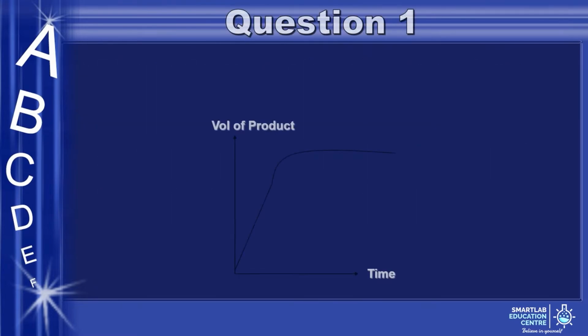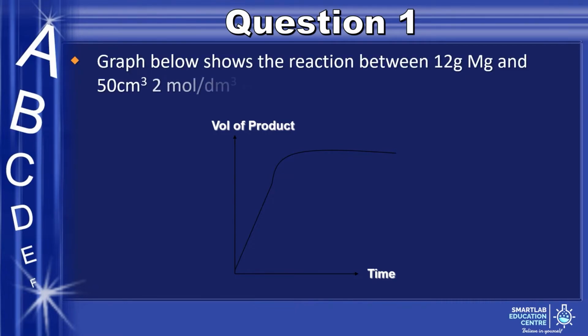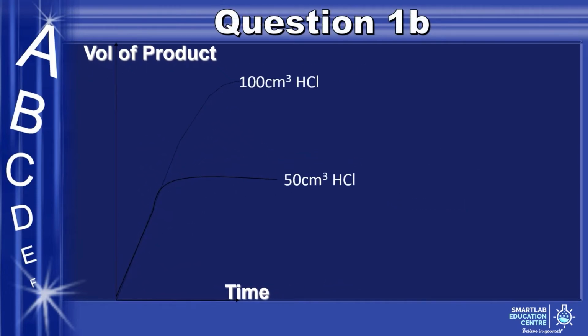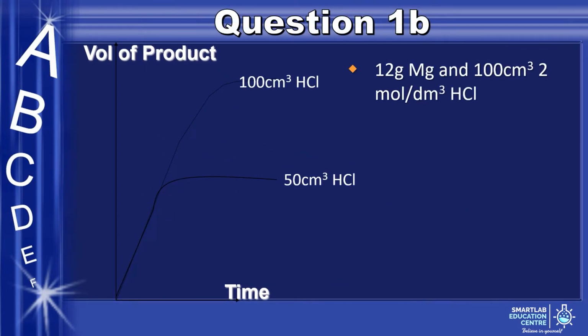Let's now look at this question. The graph below shows the reaction between 12 grams of magnesium and 50 cm³ of 2 moles per dm³ hydrogen chloride. When the concentration of hydrogen chloride decreases from 2 to 1 mole per dm³, the graph will be as seen below. And in this diagram, when the volume of 2 moles per dm³ hydrogen chloride increases from 50 to 100 cm³, it will be as such.